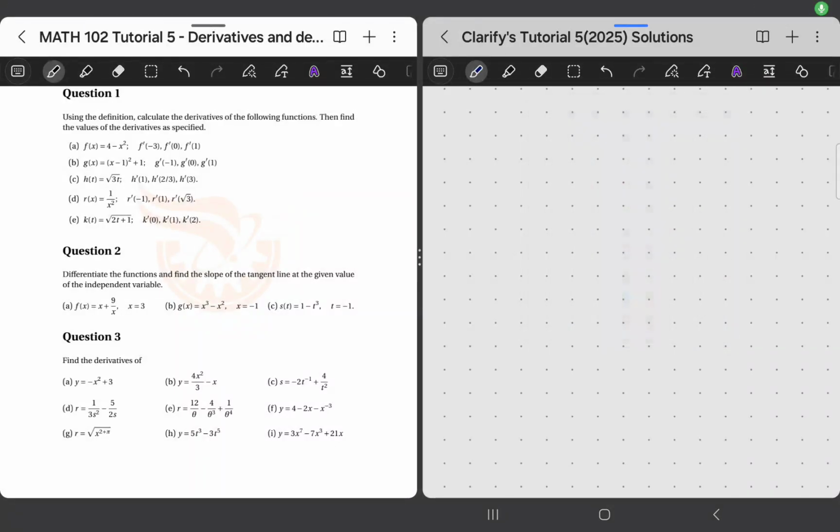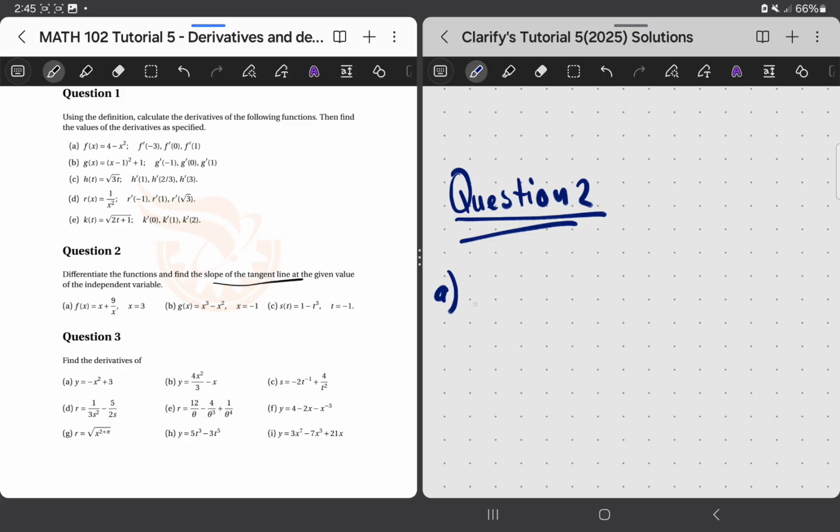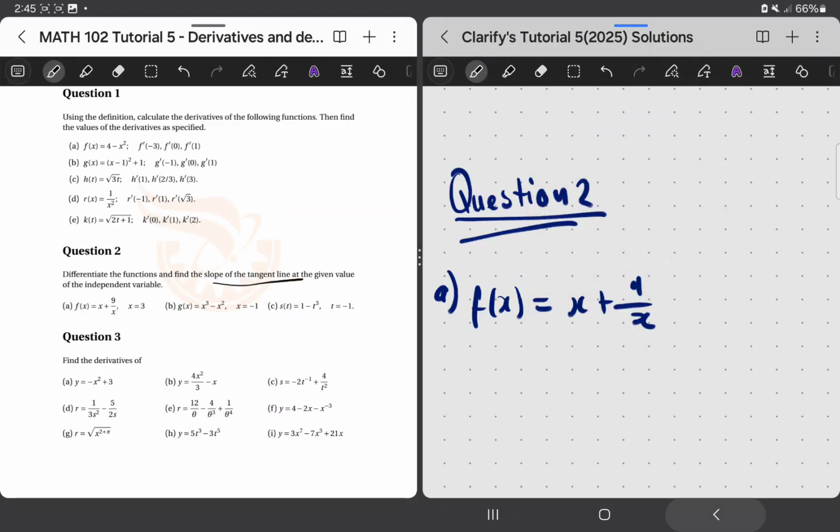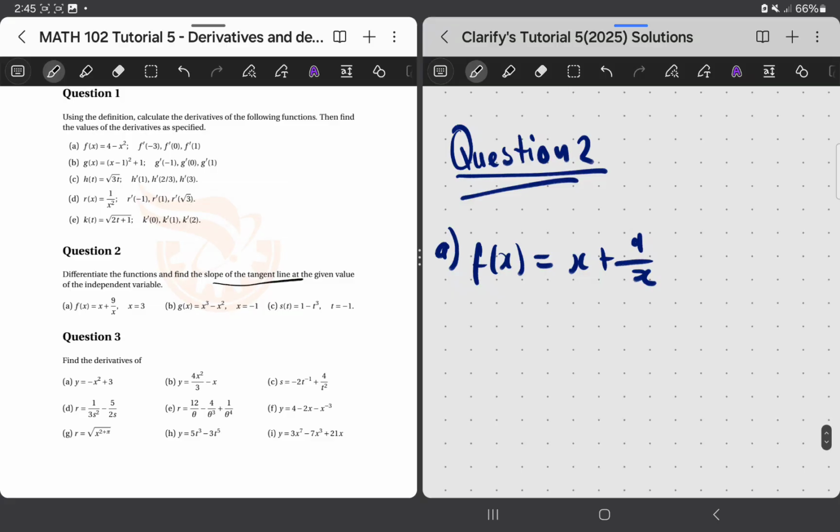So now we are going to question 2. Let's see question 2. We do 2a. It says differentiate the functions and find the slope of the tangent line. We have f of x equal to x plus 9 over x. We are supposed to differentiate the function and find the slope of the tangent line at the given value.